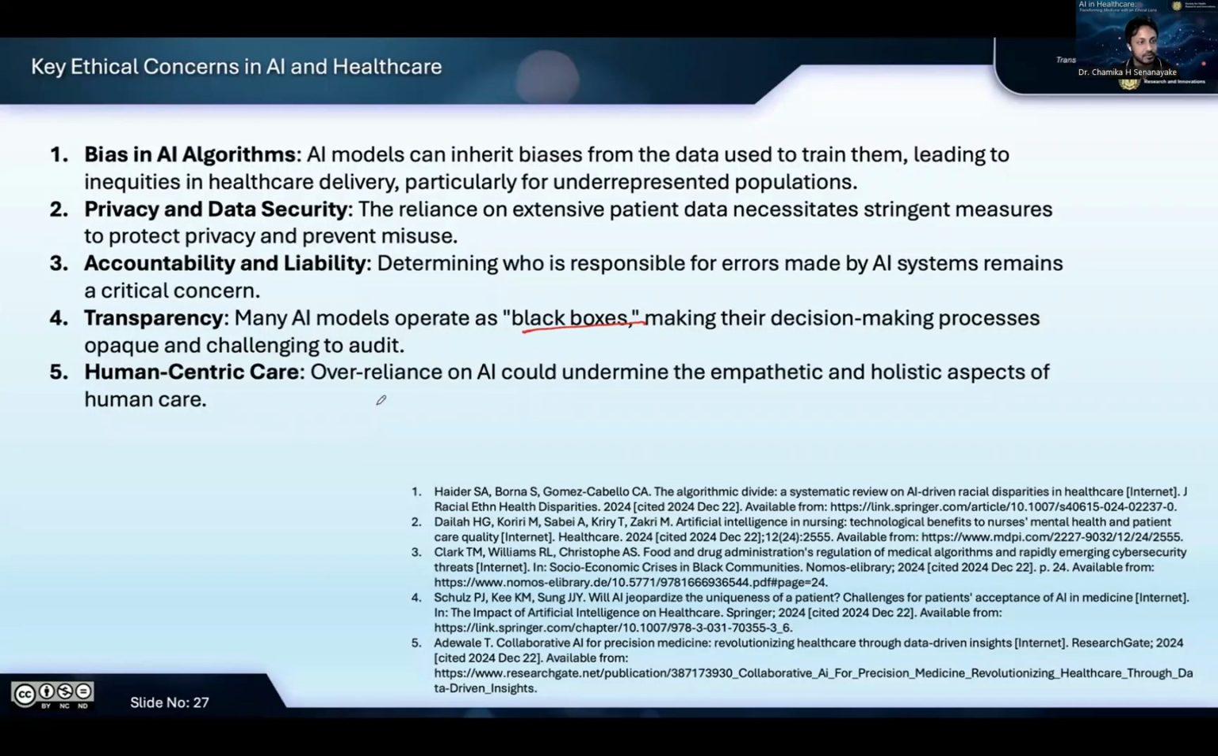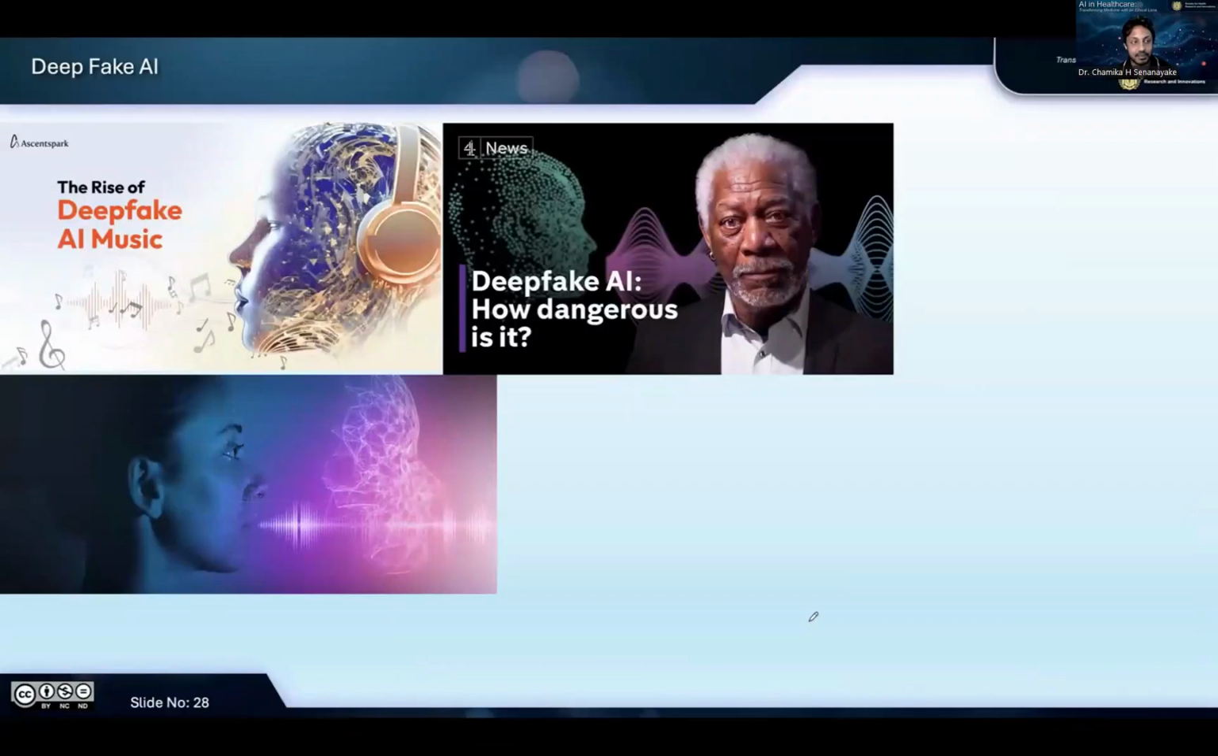Then human-centric care: over-reliance on AI could undermine the empathetic and holistic aspects of human nature, because AI at the moment is not adhering to emotional and many other contexts, such as non-verbal ones. As we know, most people, if they get a question, ask ChatGPT everything, right? And sometimes you tend to believe ChatGPT is the best answer. Most of the time it is, but there are places where it is not. So let's talk about deepfake AI.